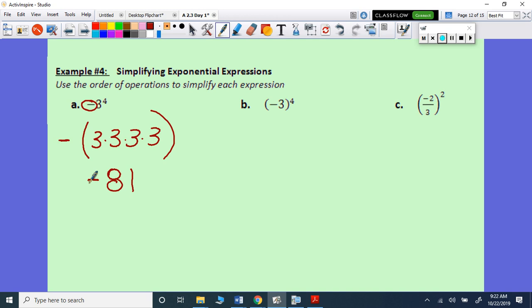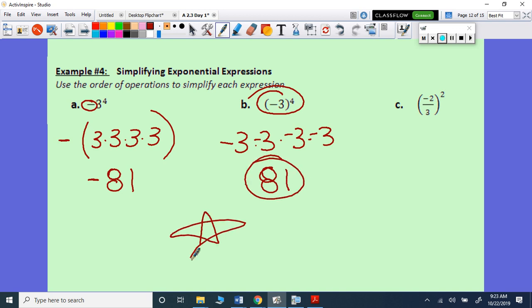But it's different than this guy, because this guy says write the -3 4 times. Can you see how this negative is in the parentheses and this guy is not? Big difference. This guy's a positive 81, and I'm telling you 100%, there's one like this on the quiz.